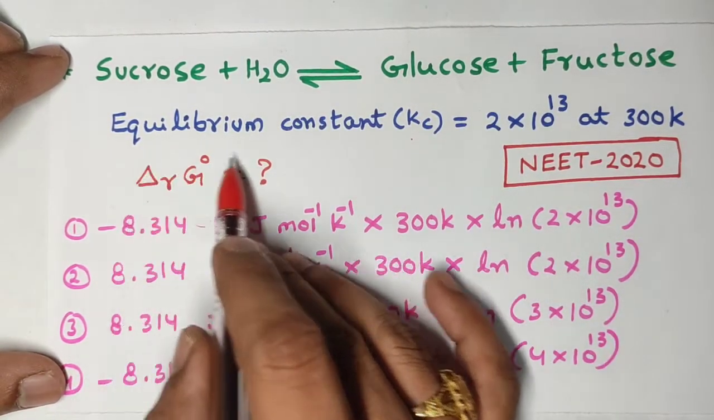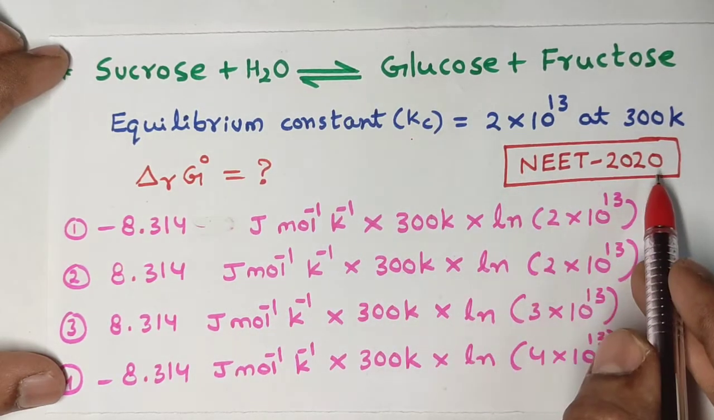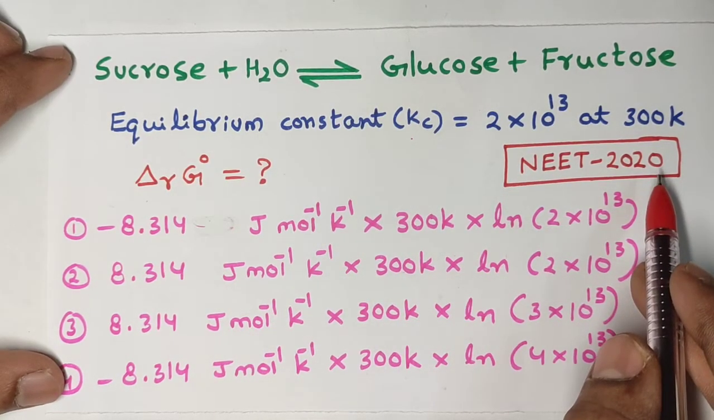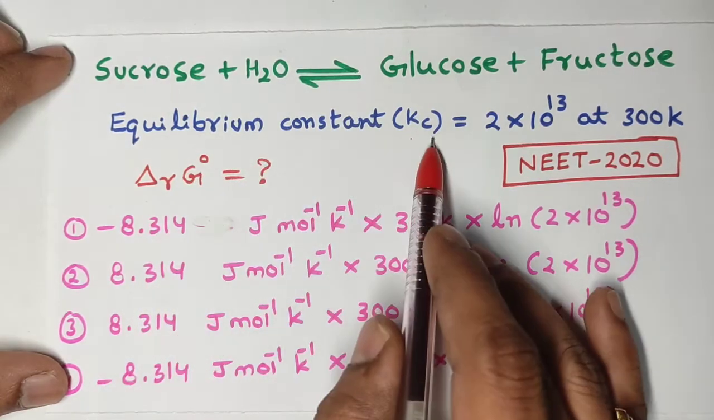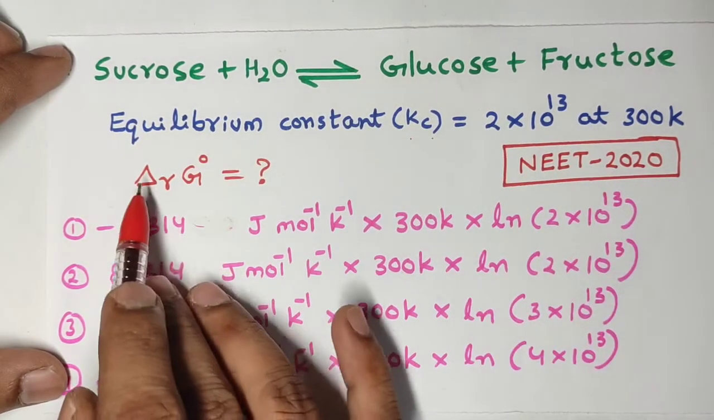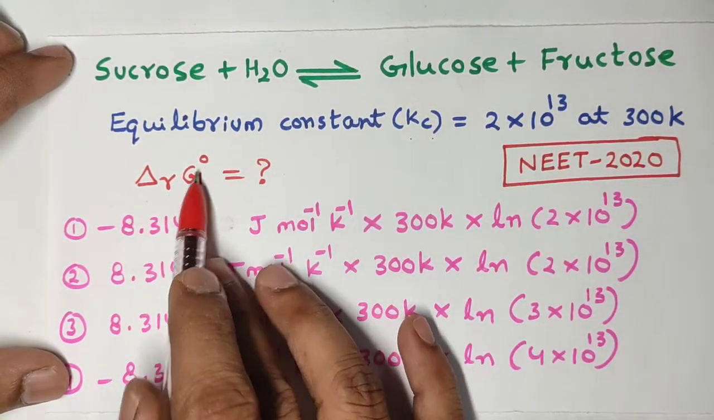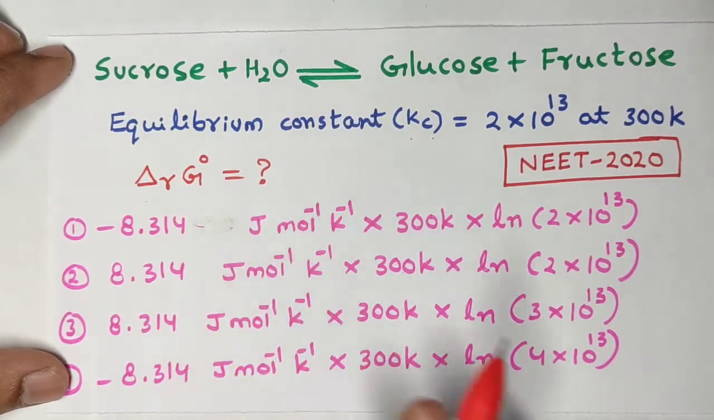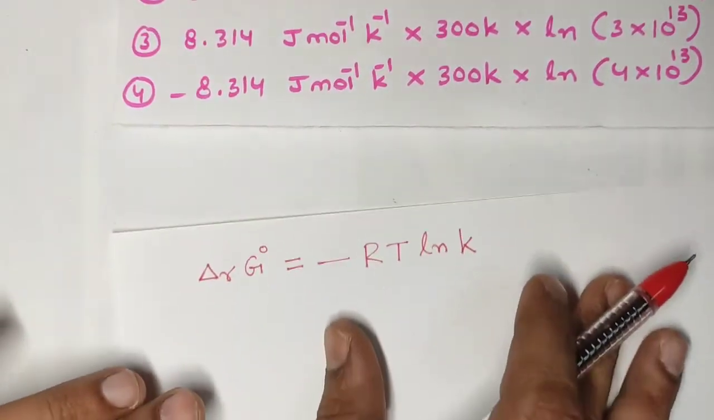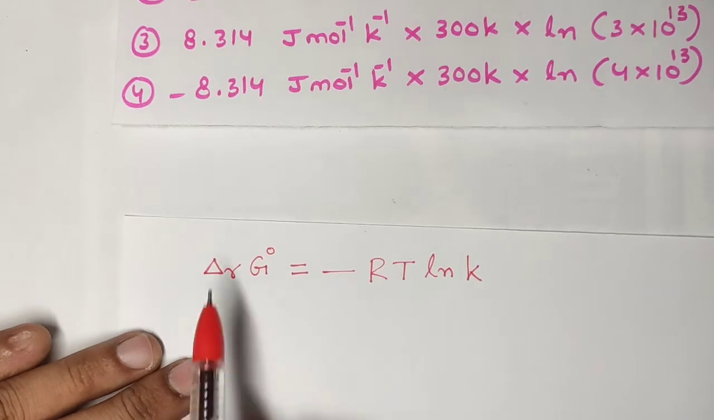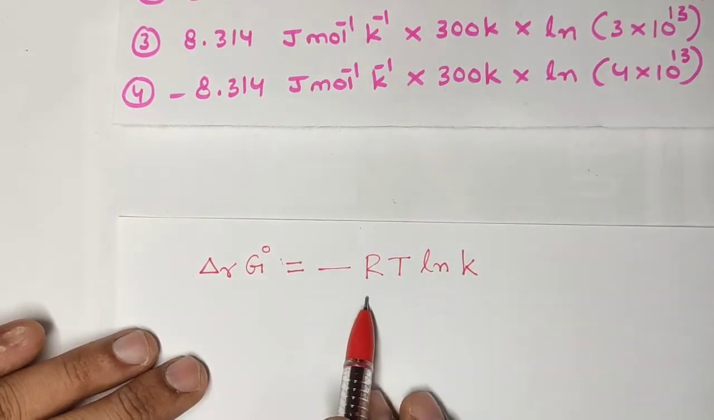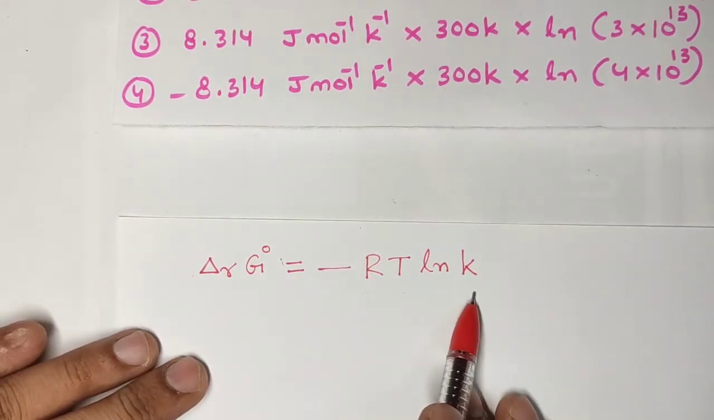Today in class I am going to discuss a NEET 2020 question from the Thermodynamics chapter. Here the equilibrium constant was given. We have to find the standard Gibbs free energy of the reaction. It is very simple. This is the formula: delta G naught is equal to minus RT ln K.